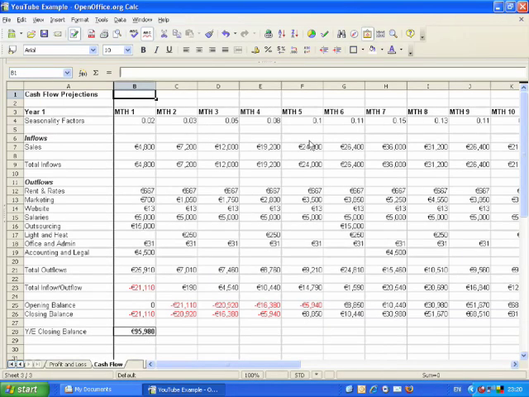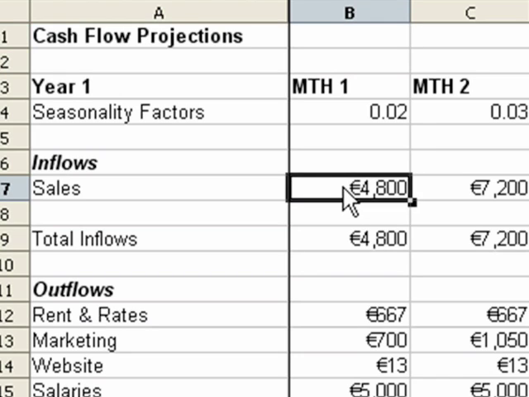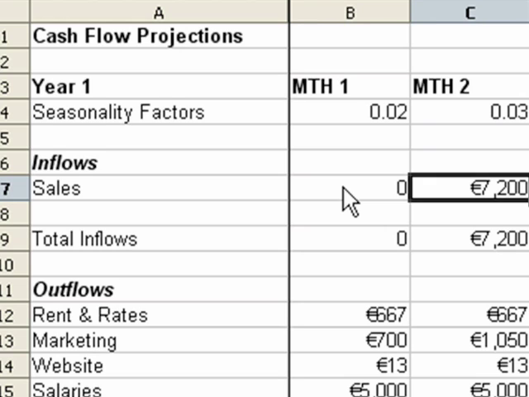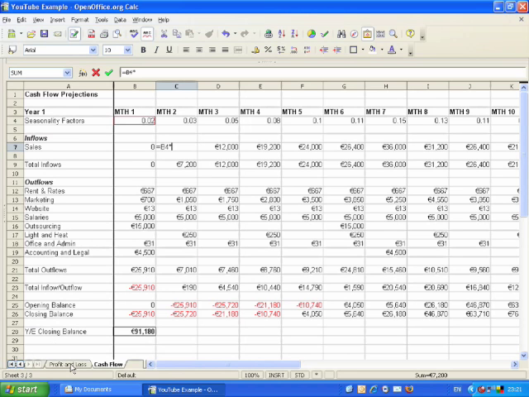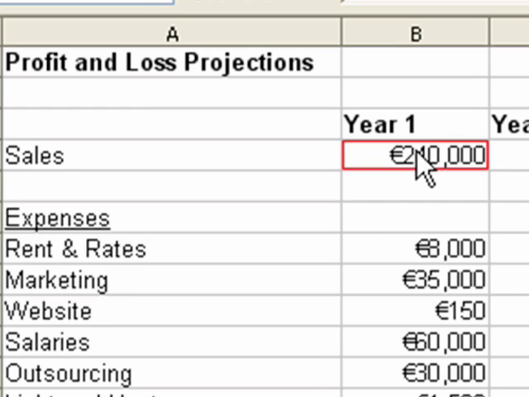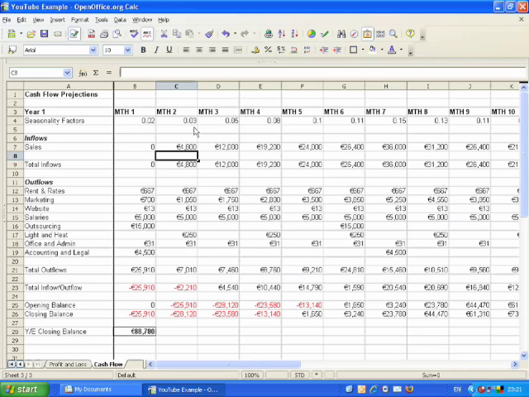In the examples so far, we have taken that the sales appear in the cash flow the same month that they were made. However, that doesn't happen in reality. So, to make the plan more realistic, we're going to say that we get paid a month after the sale is made. So, to do this, we link up our sales and our profit and loss projections for the entire year and multiply it by the seasonality factor of the previous month.